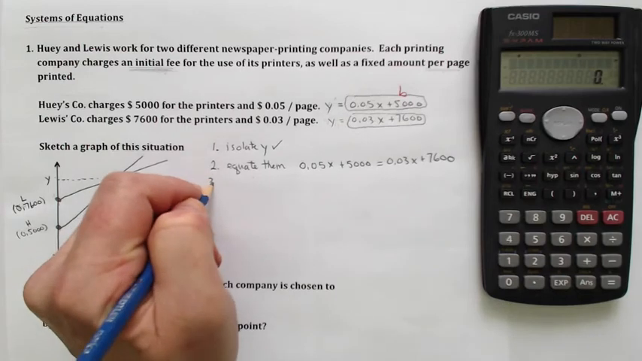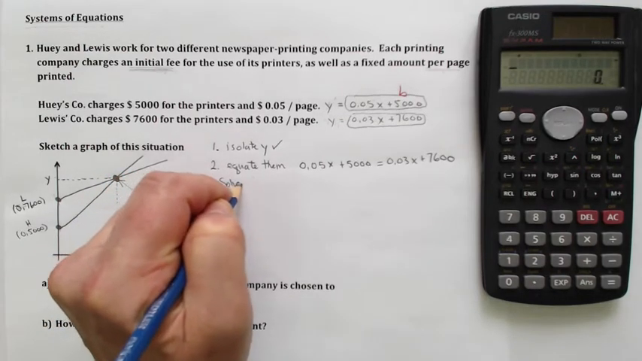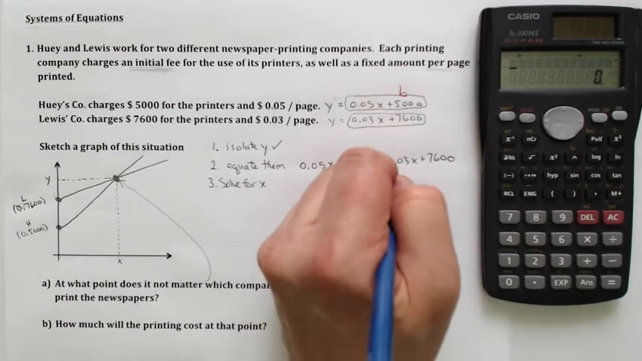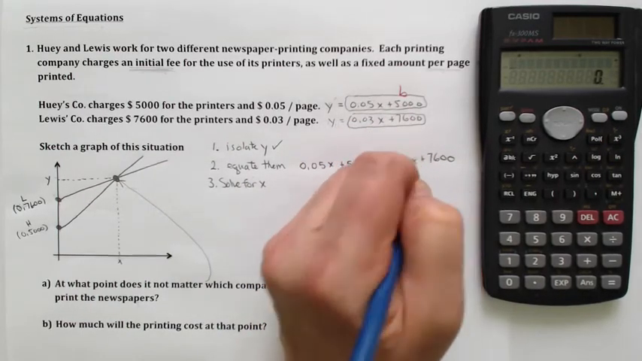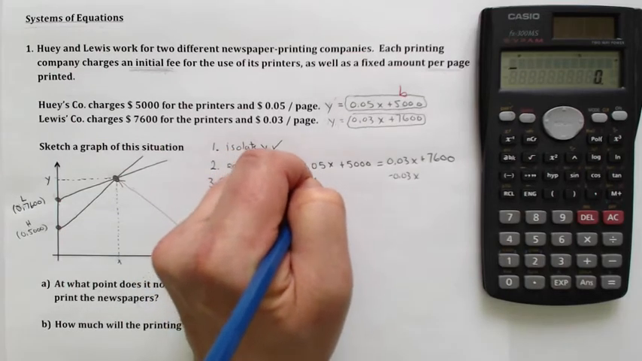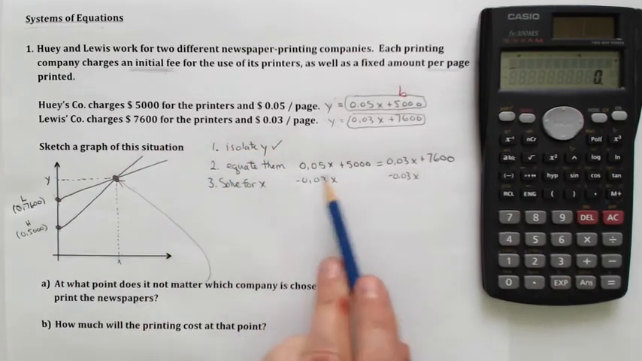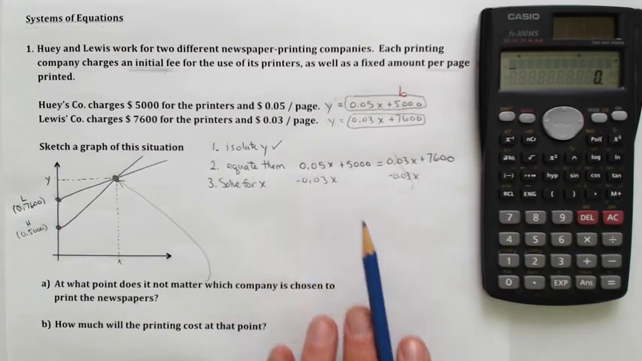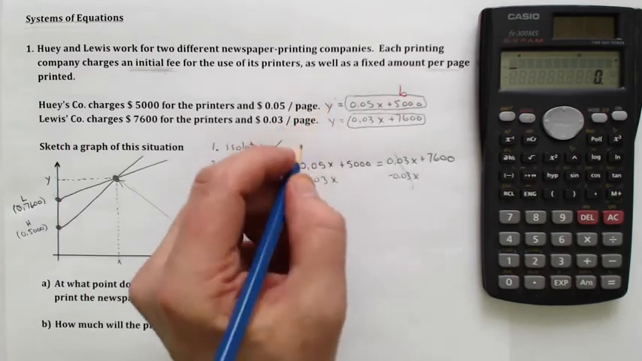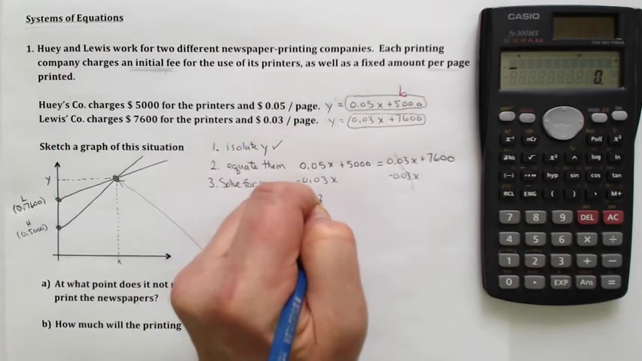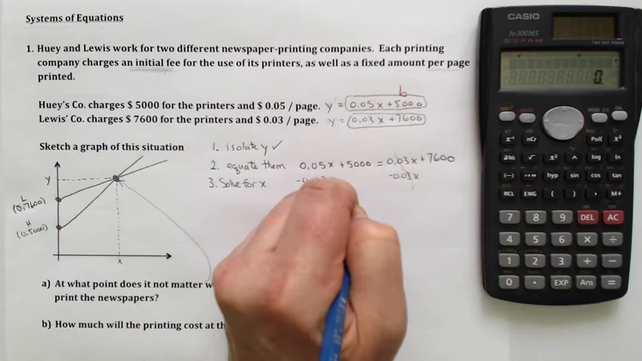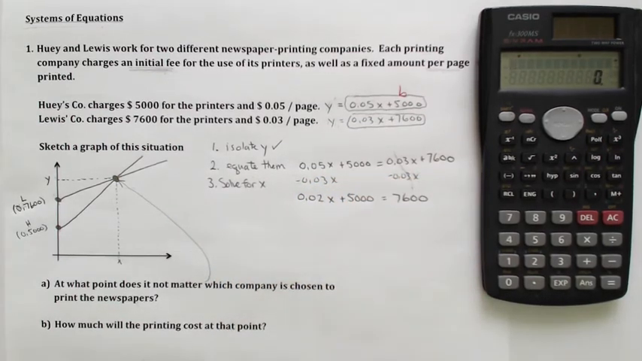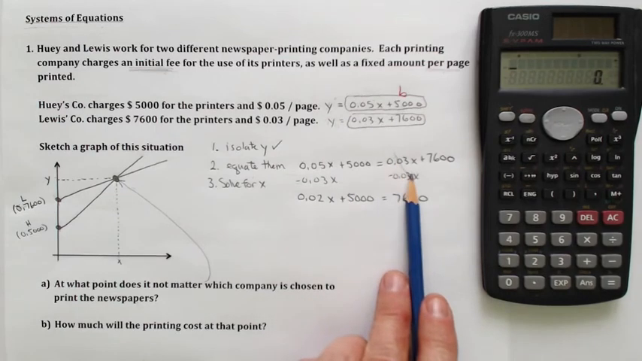That's the third step. I'm going to solve for x right now. I'm going to subtract 0.03x from the left, and I'm going to subtract 0.03x from the right, from both sides, in order to get rid of that over there. Bring all my x's to one side is how some people like to say it. And when you do that, you're going to get 0.02x plus 5,000 is equal to 7,600.